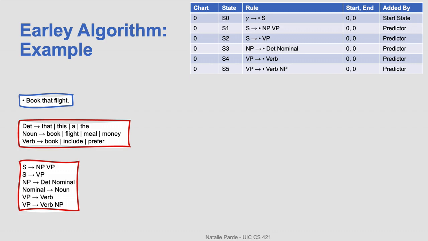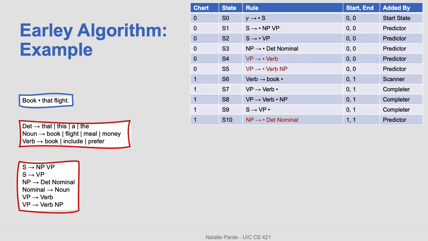We'll check our production rules and see that we can predict that a sentence generates a noun phrase followed by a verb phrase, and a sentence also generates a verb phrase. From those states, S1 and S2, we can also predict that a noun phrase generates a determiner followed by a nominal, a verb phrase generates a verb, and a verb phrase generates a verb followed by a noun phrase. We can't add any more states because the dots for states 3 through 5 have part-of-speech labels to the right of them.